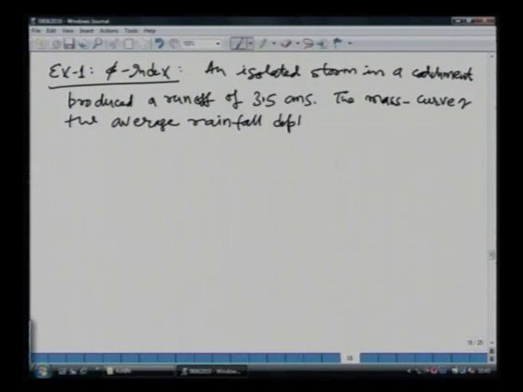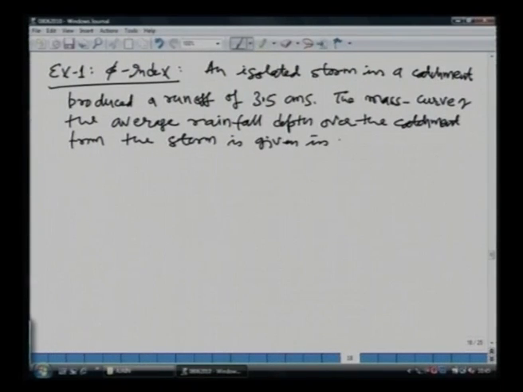Depth over the catchment from the storm is given in the following table.